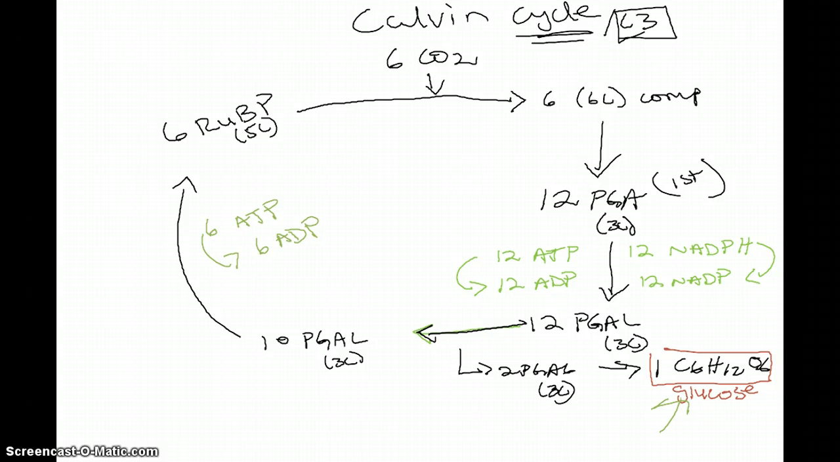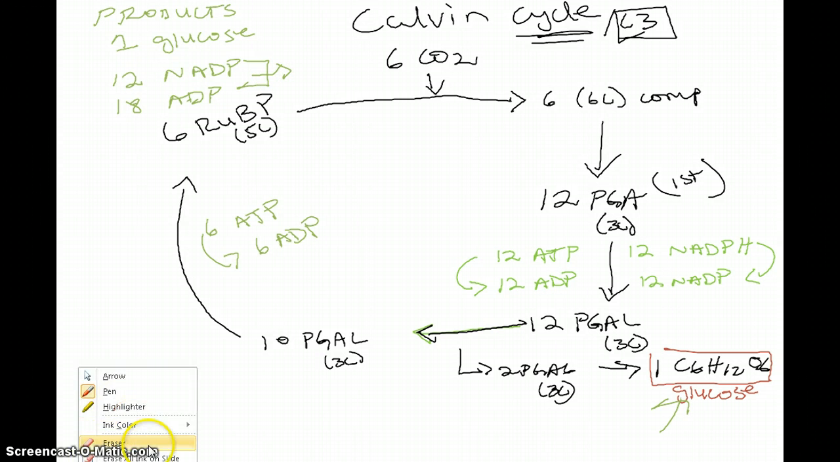So the end products are, so here are the products. We have one glucose molecule, 12 NADP and 18 ADP. So these will go back to the thylakoid so that they can be used in the light-dependent reaction. So back to the light-dependent.